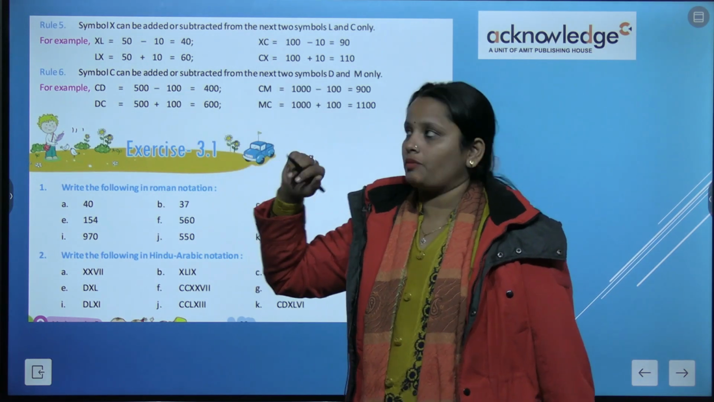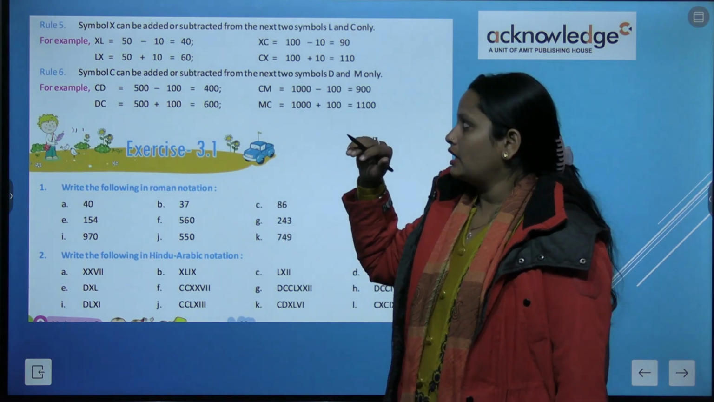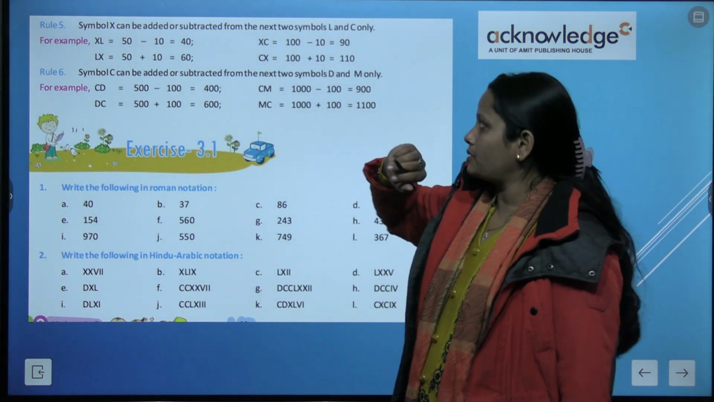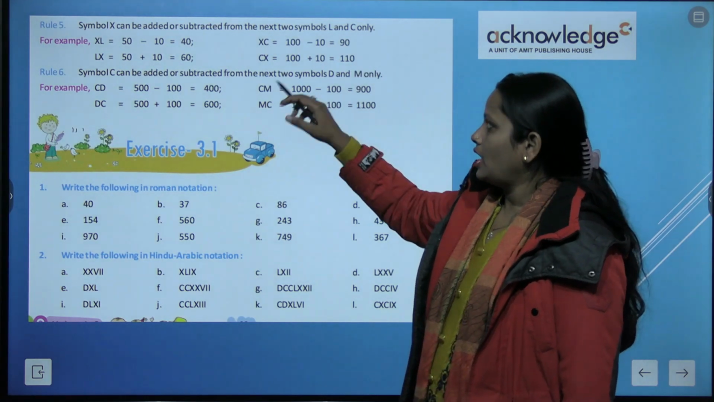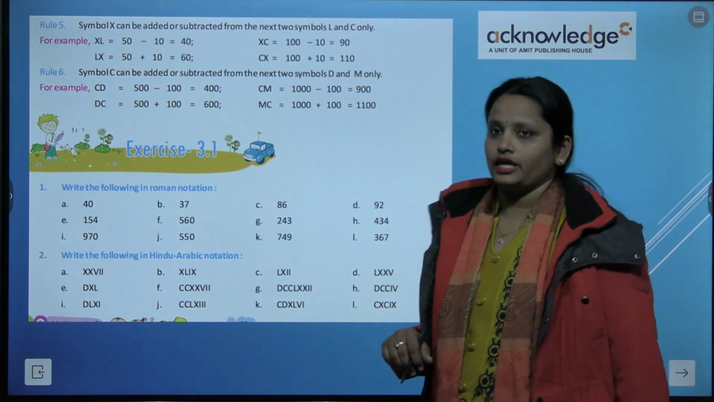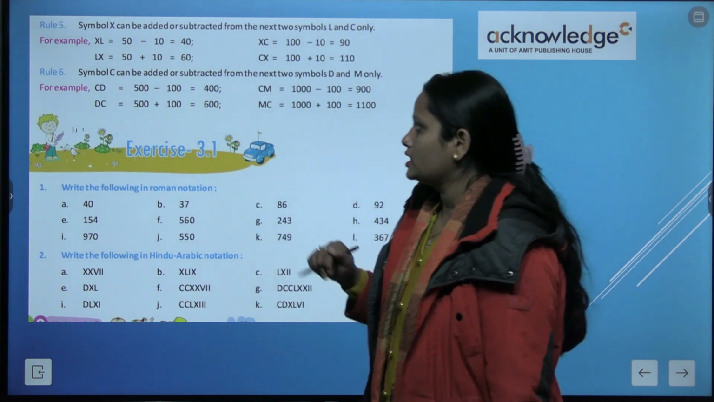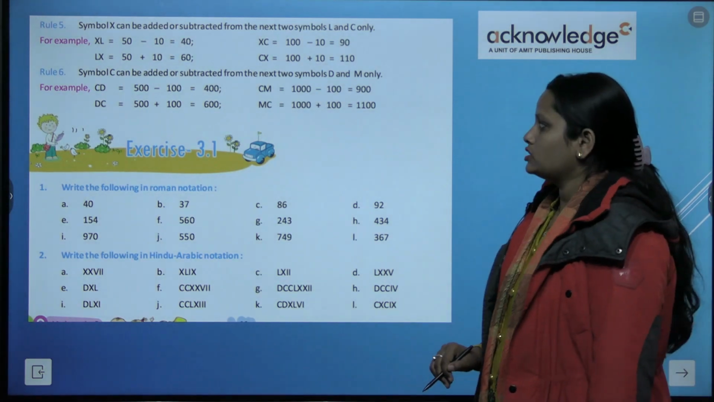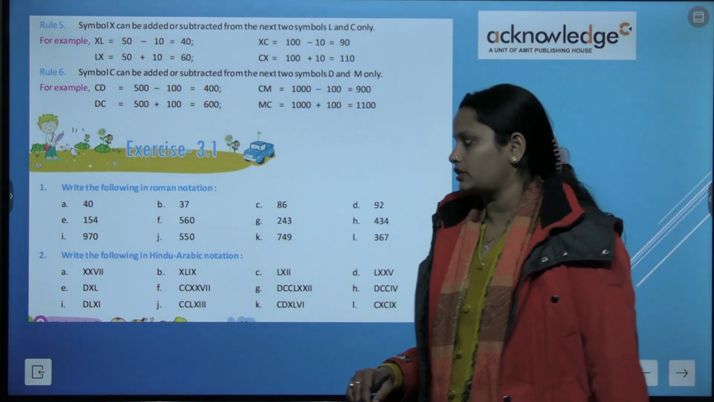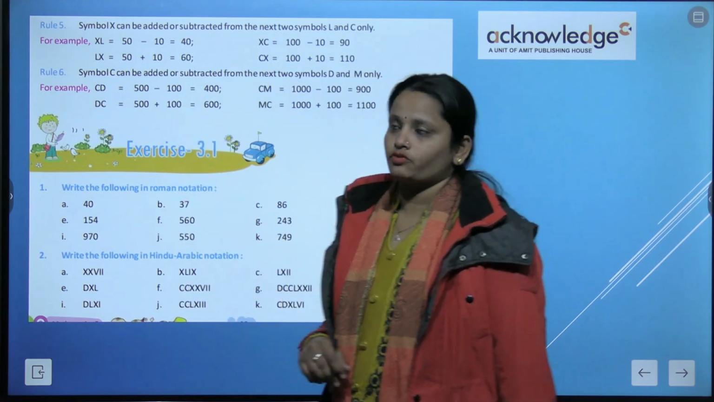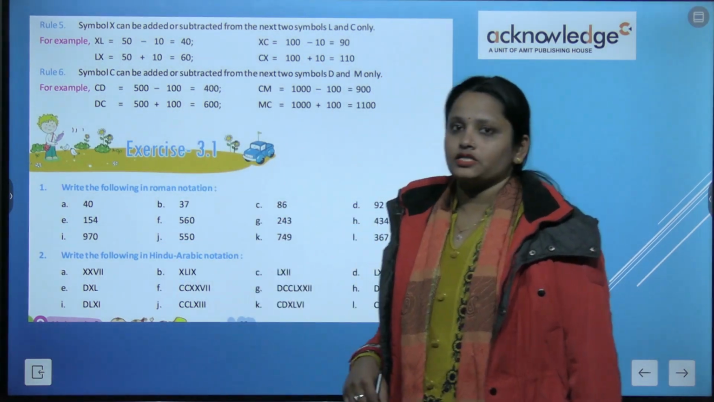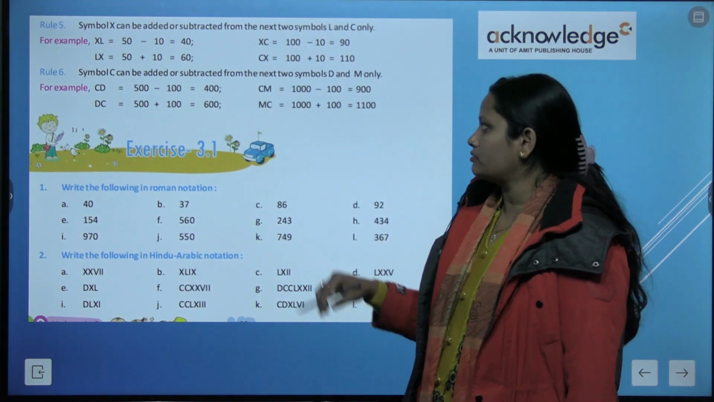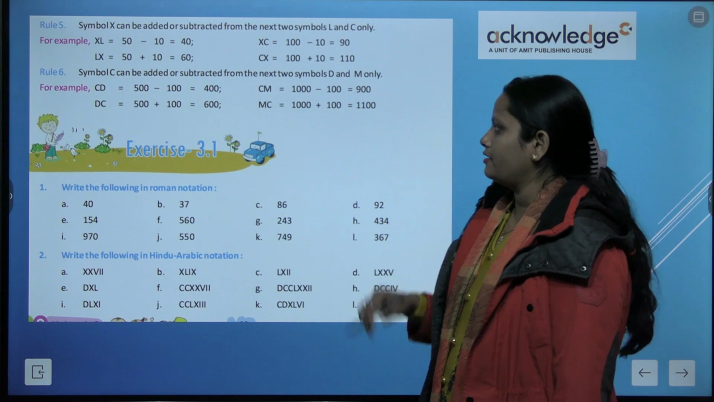So L में से X को हमने X में से L ऐड किया तो अब बन गया 60। अब C में से X को हमने सब्ट्रैक्ट किया तो बन गया 90। अब C में X को ऐड किया तो बन गया 102। Now rule number 6. Symbol C can be added or subtracted from the next two symbols D and M. C को सिर्फ हम D और M से ही सब्ट्रैक्ट कर सकते हैं. So 500 minus 100 is 400 and 500 plus 100 is 600. Similarly, 1000 minus 100 is 900 and 1000 plus 100 is 1100.